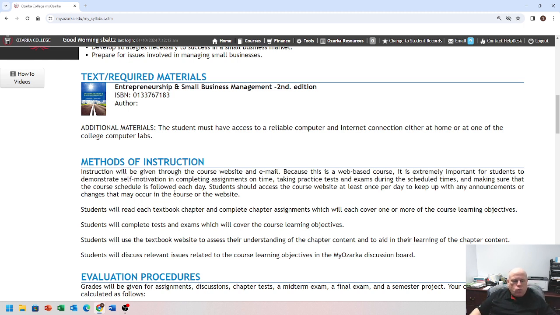The main thing when you go to purchase your textbook, whether it's at the Ozarka College bookstore or some other source, make sure that you check the ISBN number and verify that you're getting the correct textbook. Make sure, because there are different versions of this textbook. So take that ISBN number with you when you order your textbook and verify that you're getting the correct textbook.